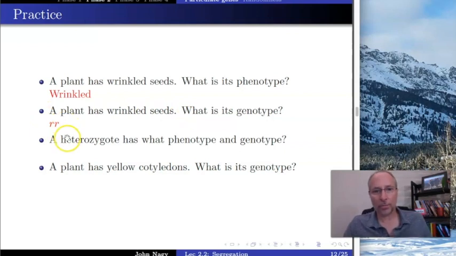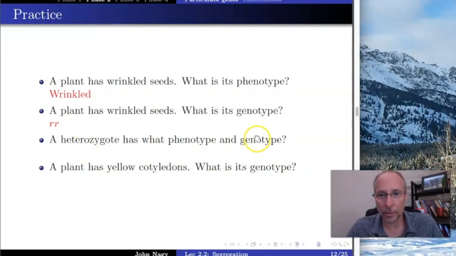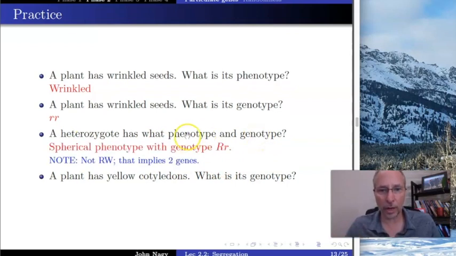Okay. Now a heterozygote has what phenotype and genotype? Well, let's start with the heterozygote is telling you actually what the genotype is. The heterozygote has different letters, and again we're talking about the same trait. So in this case, the heterozygote would have genotype big R little r, and since the big R is dominant and big R makes round, this would be round. Okay, and again, like I mentioned before, we're not saying RW because that would indicate that there are two different genes. That's our convention, the professional convention.